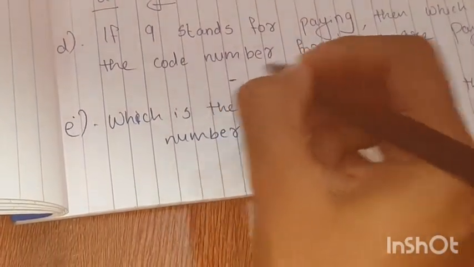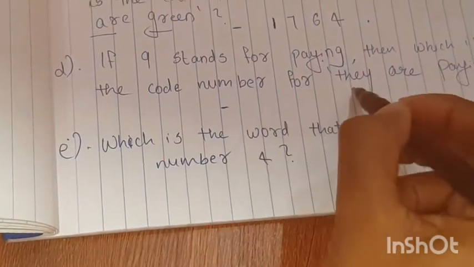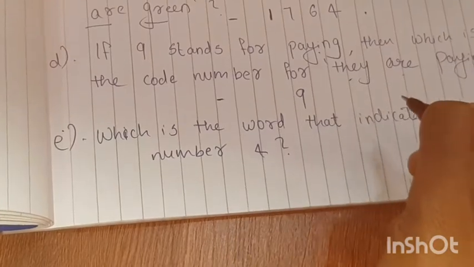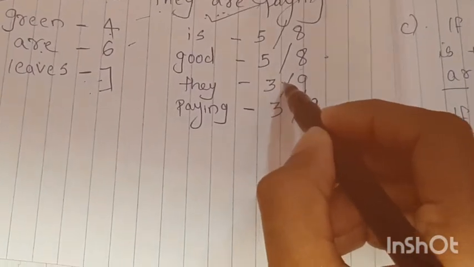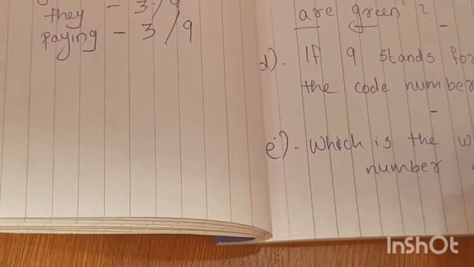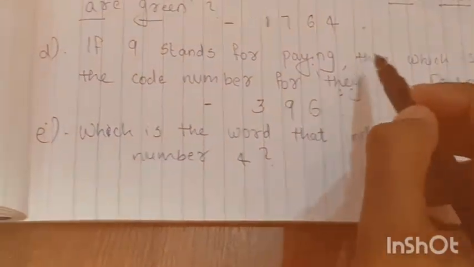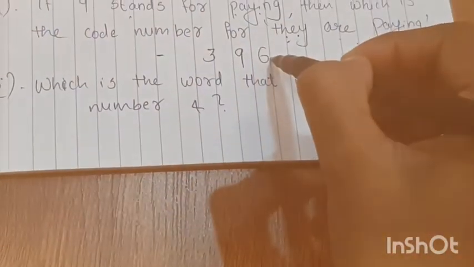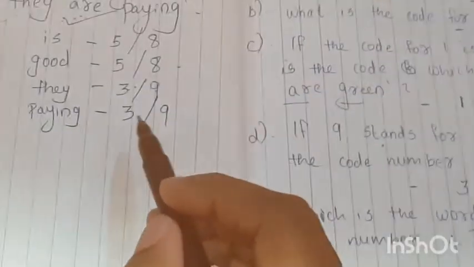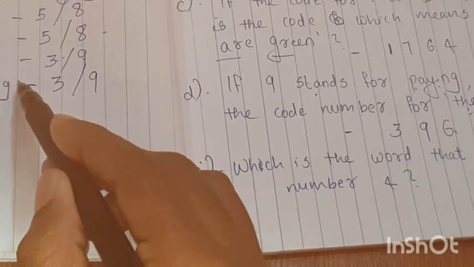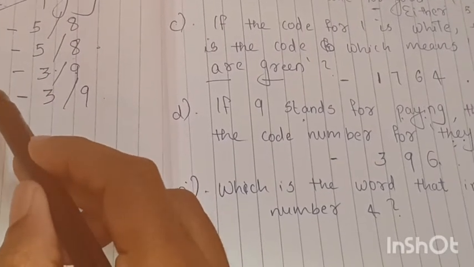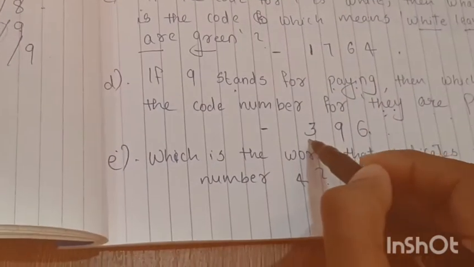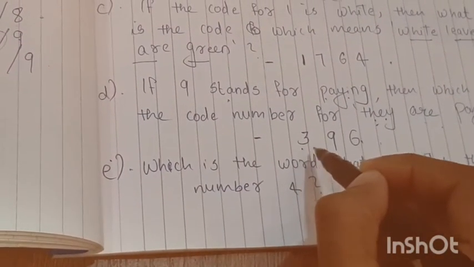Now the fourth question is, if 9 stands for paying, then which is the code number for they are paying? Paying we got the code 9. We have to find out the corresponding codes for they and R. They it is 3 or 9. R it is 6. So it can be written as 3, 6. Why? Because in the given question, it is given that 9 stands for paying, then 3 will be they. So the answer is 3, 9 and 6.